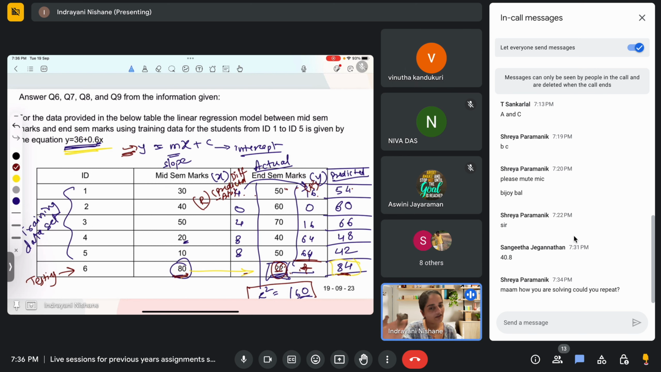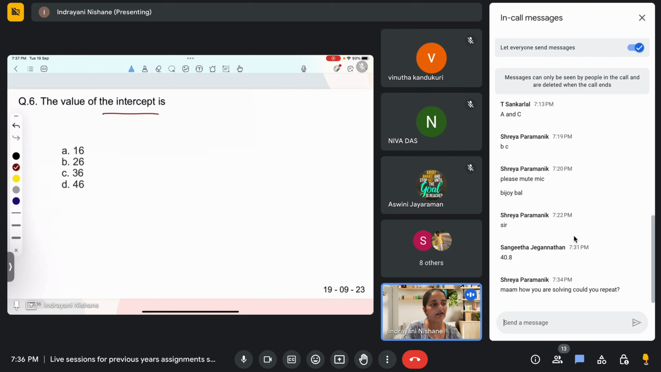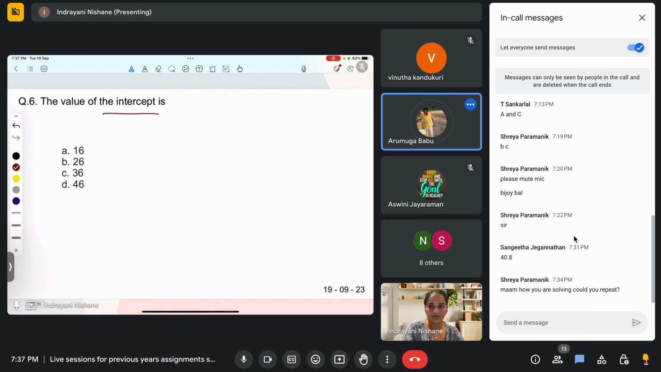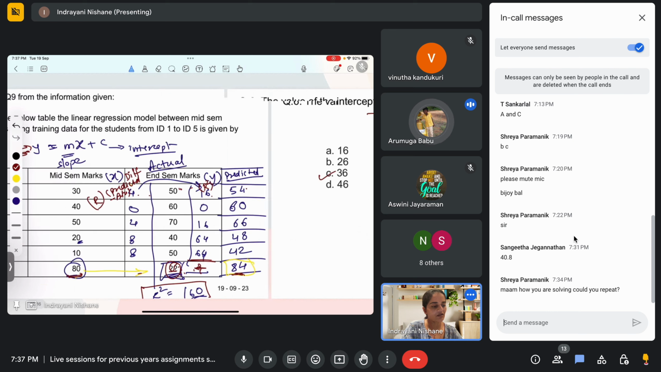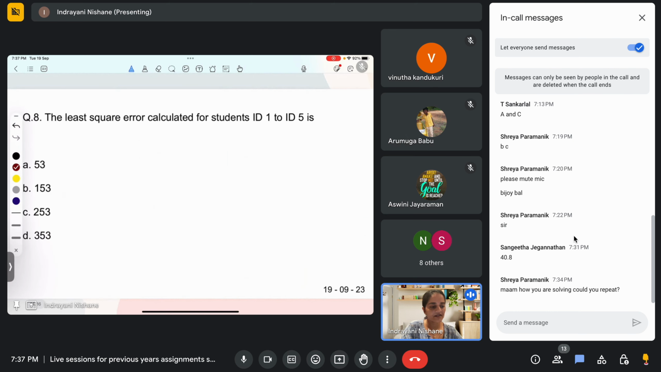Going by the 5 available 5. Yeah, okay. So now going to the questions. Question is, what is the value of intercept? This is the equation. What is the value of intercept? Option C. Yeah, 36. What is the value of slope? I want to see 0.6. Very simple, very easy. Now what is the least square error calculated from for ID 1 to 5?